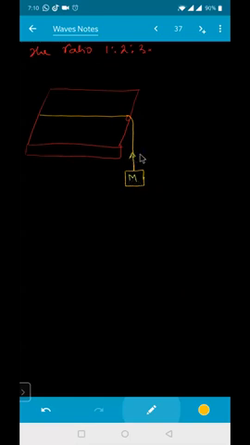So the tension developed in this wire will be T. The weight will be equal to M into G, and this will be the tension T. Now there are bridges placed on this. Bridges means supports. The wire passes over these supports, and these are called bridges.